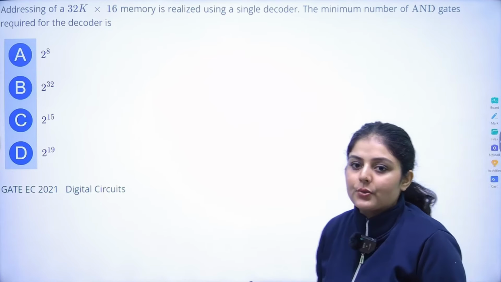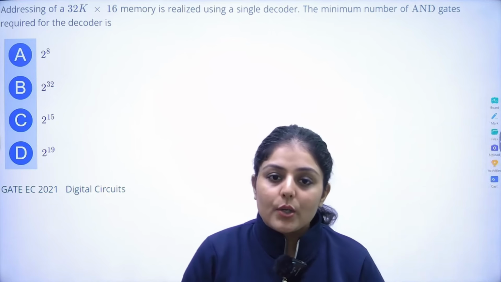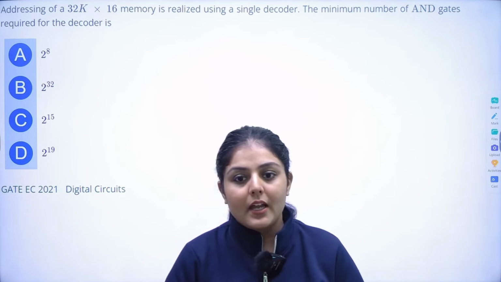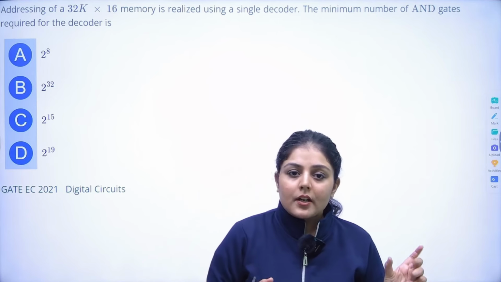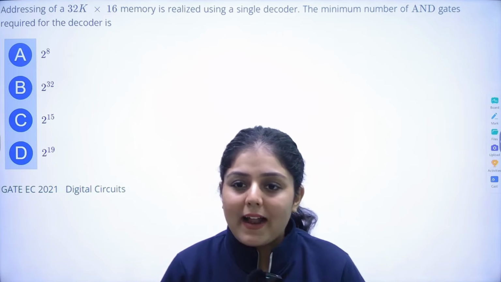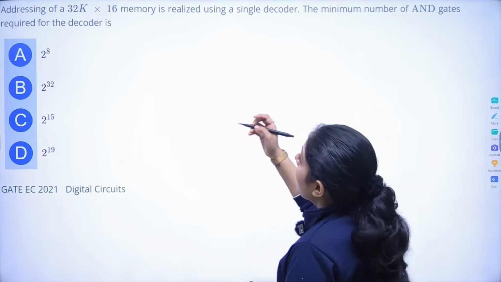Okay, so this is the first question. The first question says that addressing of a 32K cross 16 memory is realized using a single decoder. So we are using a 32K by 16 memory. The minimum number of AND gates required for the decoder. So minimum number of AND gates.